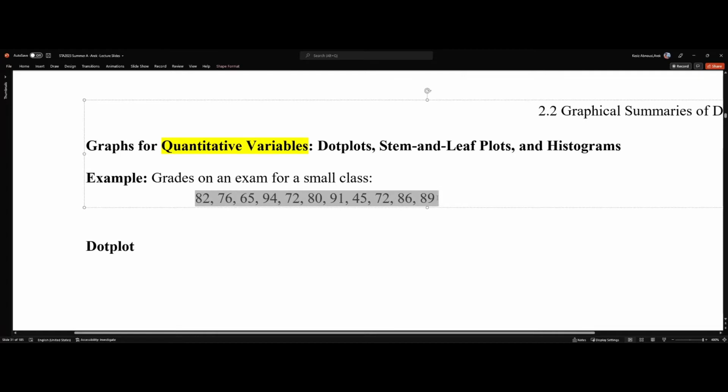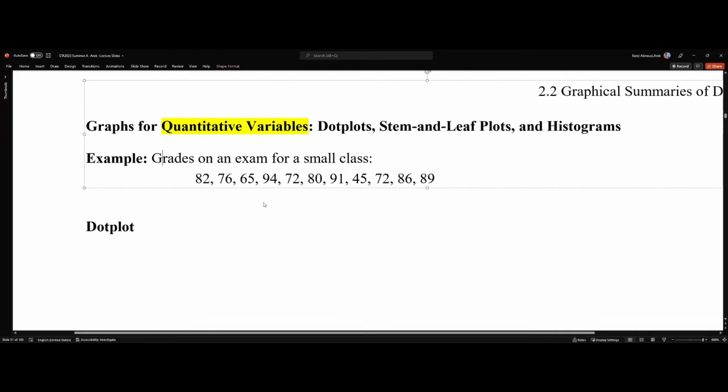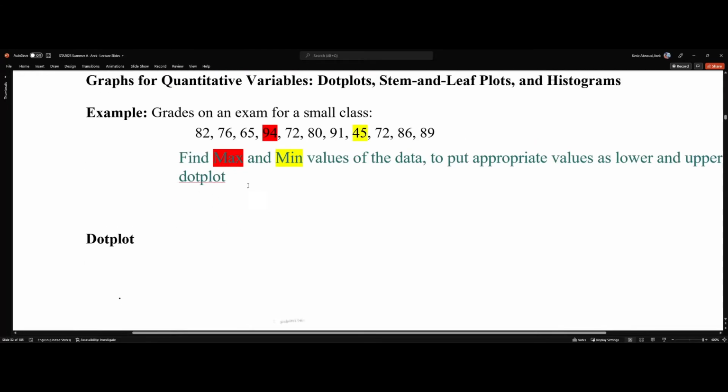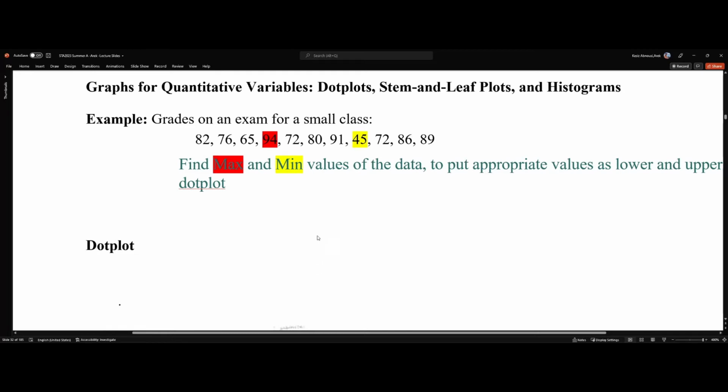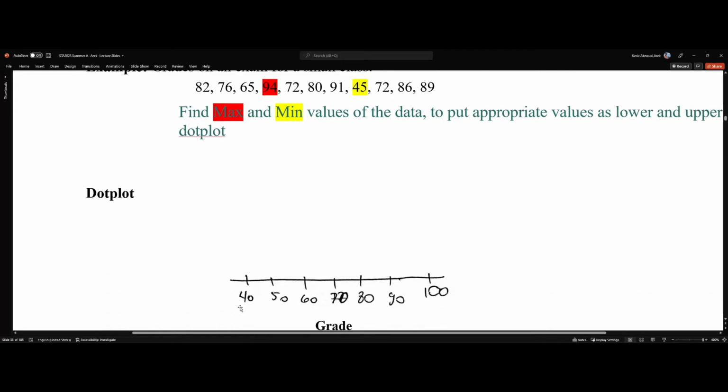This is a sample. These are the data points of grades on an exam for a small class. So let's start with the dot plot. First, to make a dot plot, we have to identify the minimum value of our data points. This is 45, and the maximum is 94. So what we do is put the lower and upper limits of the dot plot on the x-axis. The lower is 40, because it has to contain the 45. And the maximum is 100, because it has to contain the 94, which is over here.